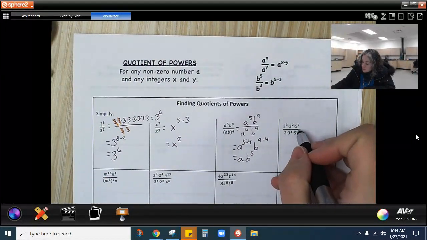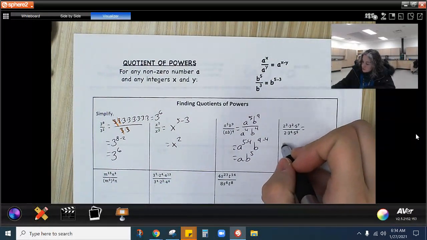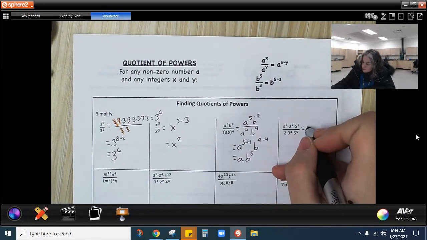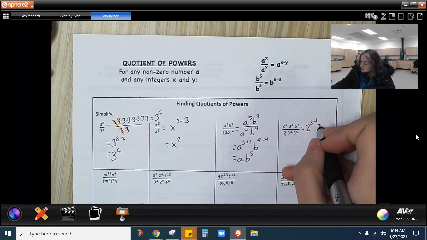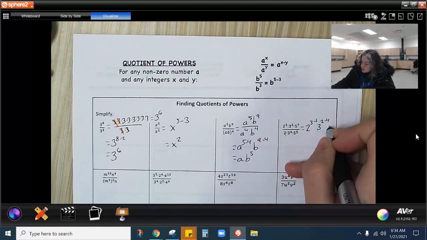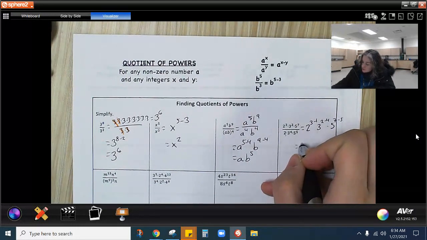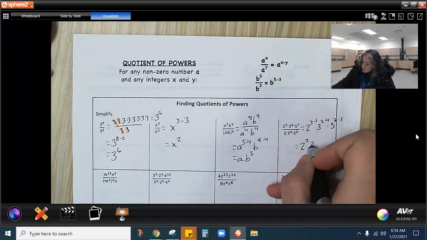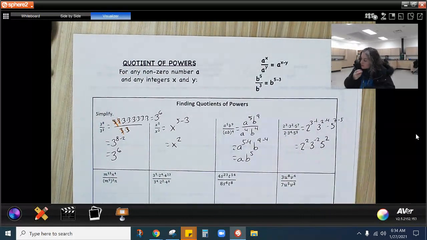All right, let's try this one out. So for this one, we would have 2 to the 3 minus 1, right? He has a 1 for an exponent. Then we'd have 3 to the 2 minus 4, and then we would have 5 to the 7 minus 5. So we would get 2 squared, 3 to the negative 2, and then 5 squared.